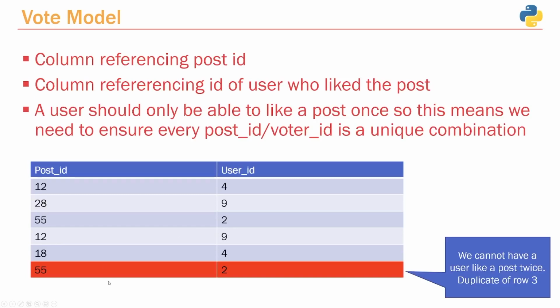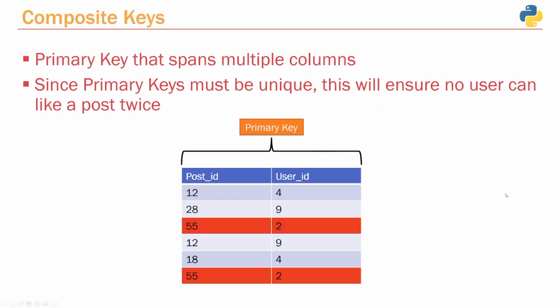Now, what we can't have is a user liking a post more than once. So you can see here, user 2 liked a post with an ID of 55. We can't have him do that again, right? It's a duplicate. This shouldn't be allowed in our system, because we don't want users to be able to like a post more than once. There are a couple of different ways of setting up this requirement, but we're going to take a look at the simplest solution, and we're going to learn about something called composite keys.